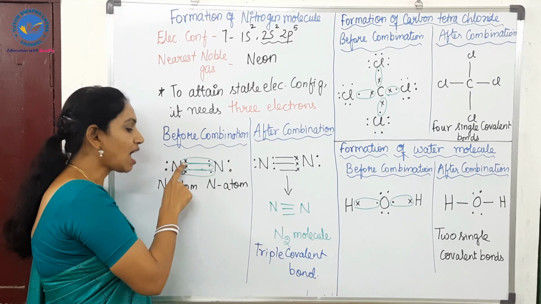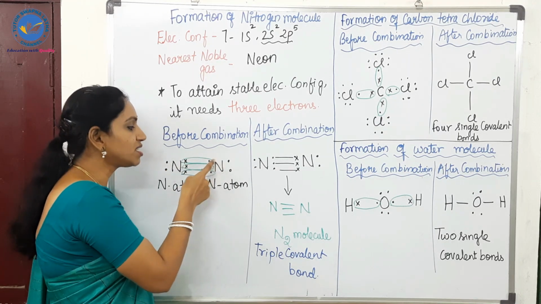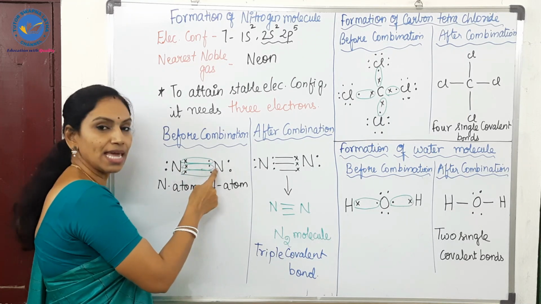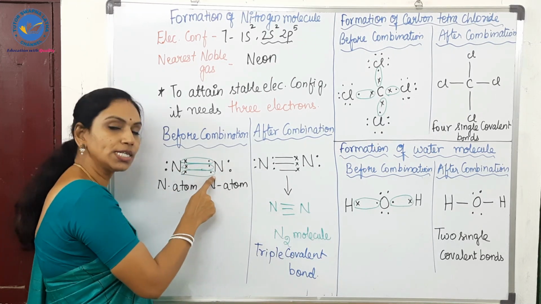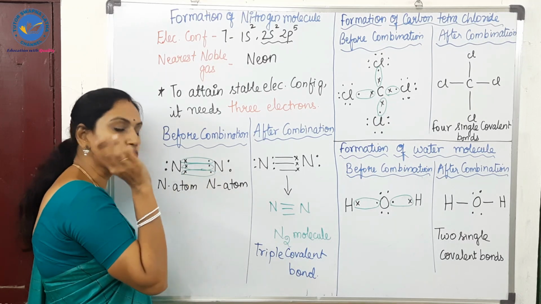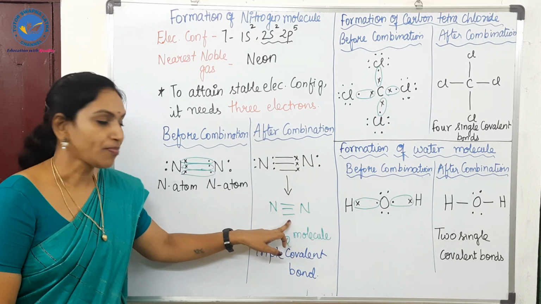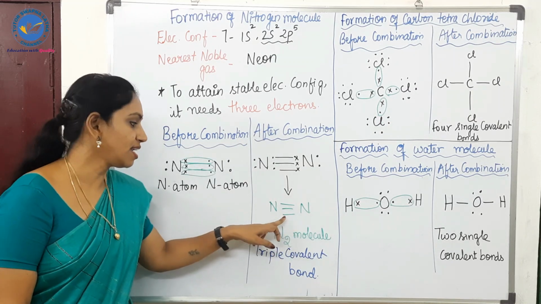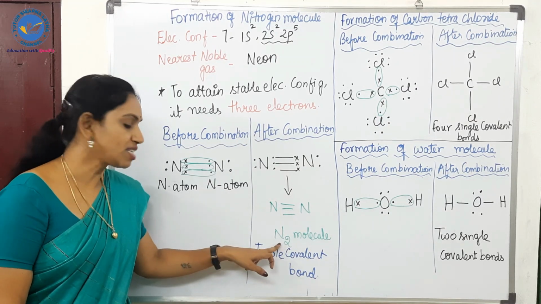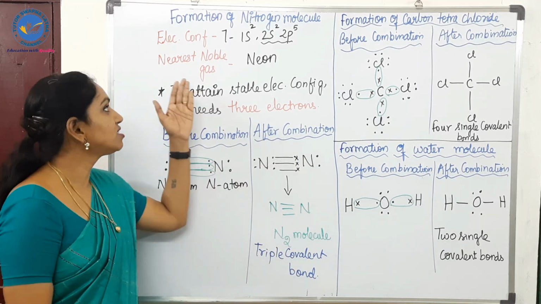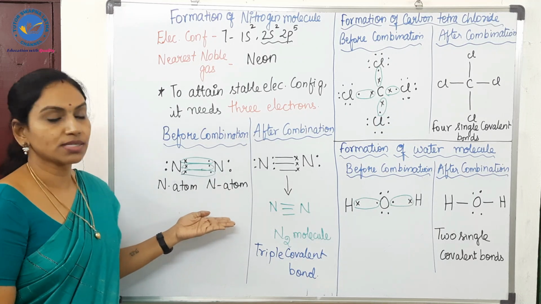So this electron of the nitrogen atom and this electron of the other nitrogen atom form a single bond. This electron forms a single bond. This electron and this electron form a single bond. So totally how many bonds is it forming? It is forming a triple bond. So between nitrogen and nitrogen it forms a triple bond and forms the nitrogen molecule. So it forms a triple covalent bond. This is how they form bonds.